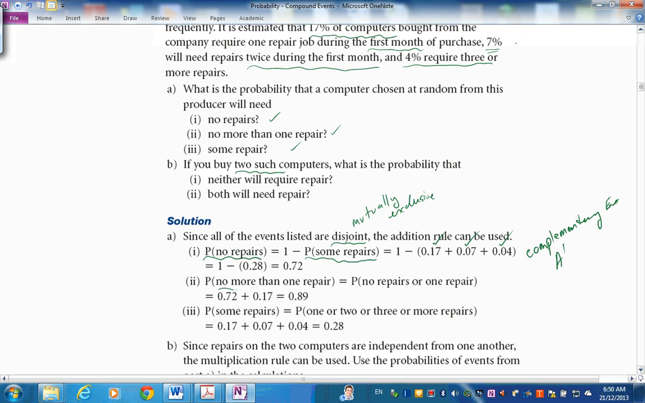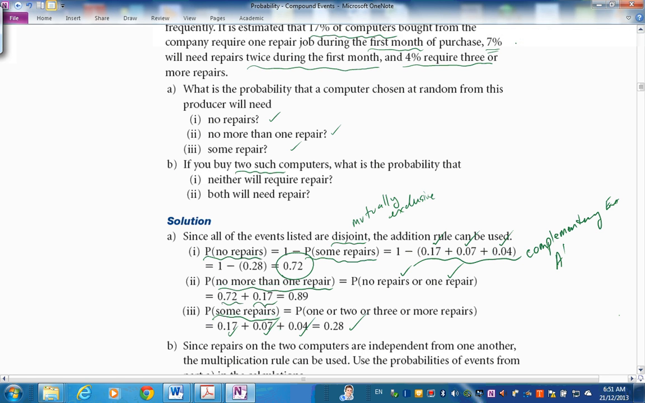Now, the probability of no more than one repair. Okay. That's no repairs or one repair. Okay, so it's no repairs plus one repair. Okay, and you can't have the two. They're mutually exclusive, if you like, so you can simply add them up. You don't have to worry about counting the intersection twice. The probability of some repairs means 1, 2 or 3 or more repairs, so it's the sum of them all, which is what we had up there, of course.